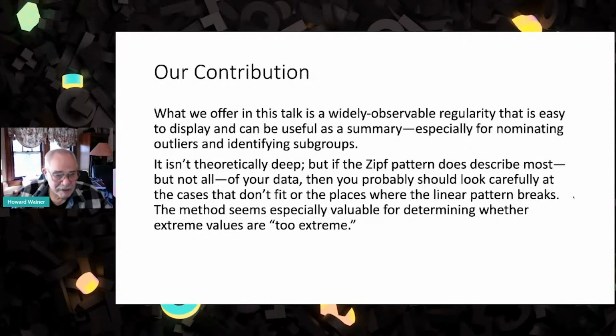What did we contribute with this paper? What we're offering here is a widely observable regularity that's easy to display and can be useful as a summary, especially for nominating outliers and identifying subgroups. It isn't theoretically deep, but if the Zipf pattern does describe most, but not all of your data, then you probably should look carefully at the cases that don't fit or the places where the linear pattern breaks. This method seems especially valuable for determining whether extreme values are too extreme at either end.